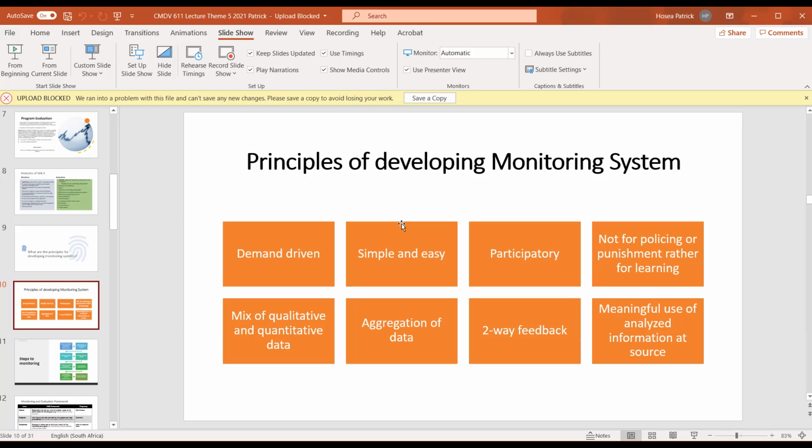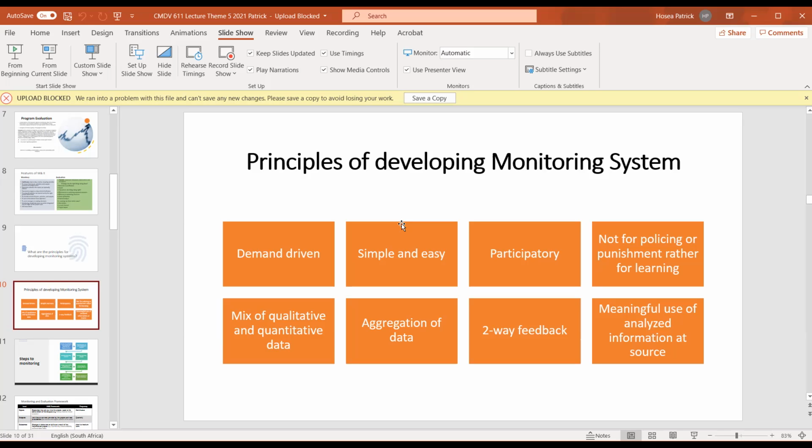It should not be a one-way feedback system whereby maybe it's from the top down. The monitoring system is just we as the project manager observing the personnel in the project. No, it should be a two-way feedback in the sense that the personnel are giving feedback to the managers, and the manager also giving feedback to the personnel. So that should be how your monitoring system should operate.